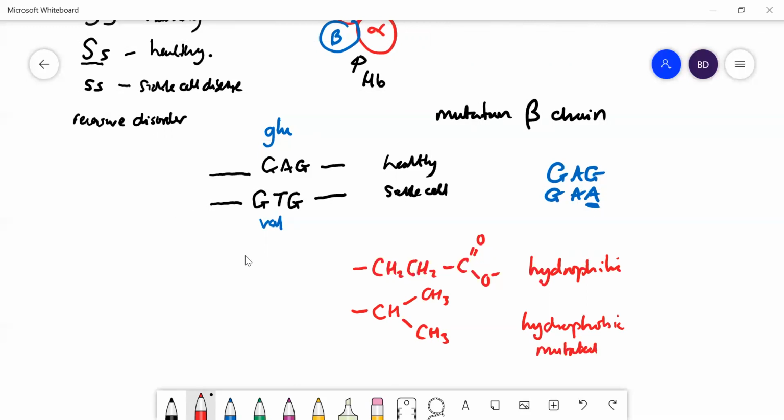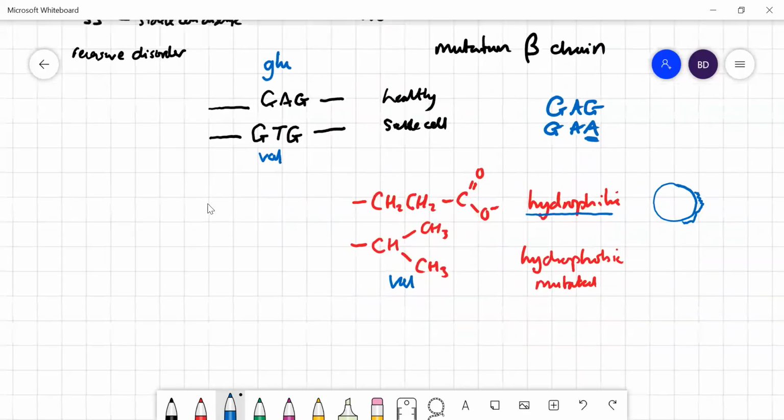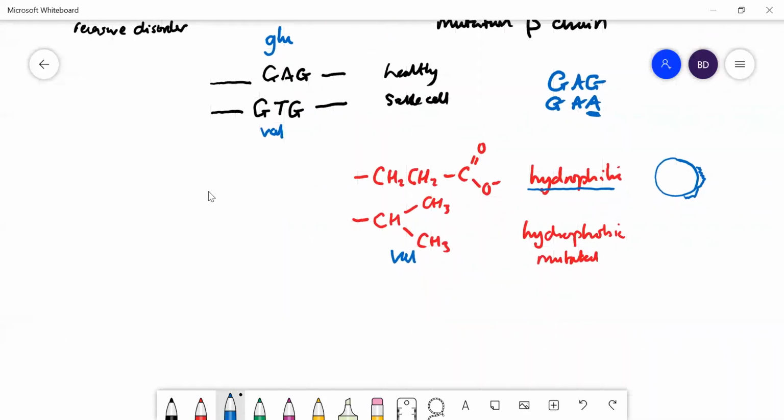Normally the hydrophilic R group is on the outside of the beta globin, and it will interact with the aqueous environment of the cell. When you've got the valine there instead, it can't do that. So what tends to happen is that one hemoglobin molecule forms non-polar interactions with another hemoglobin molecule. The hemoglobin molecules all stick together and form clumps or aggregates.